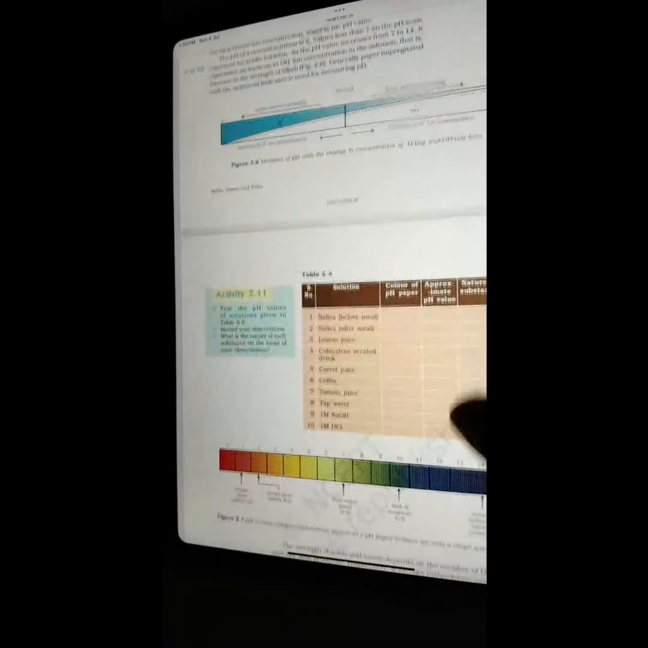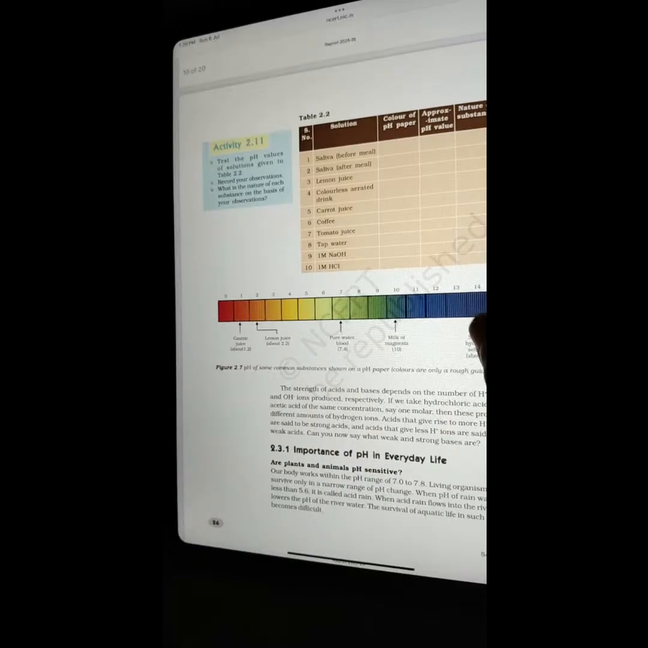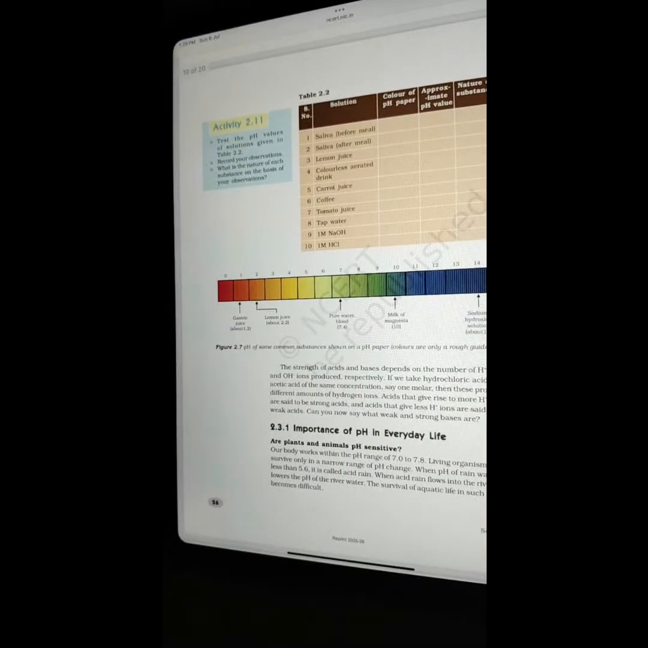So in figure 2.6, variation of pH with the change in concentration of H plus and OH minus ions are shown. So prior to 7, we have acidic. Beyond 7, we have basic situation. So you can go ahead with your diagram, and this is an important one to remember.